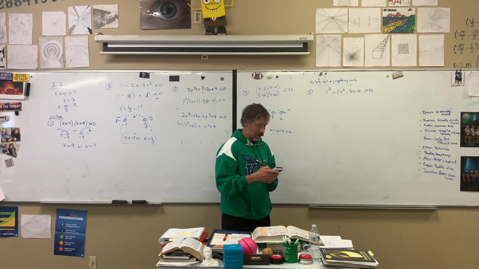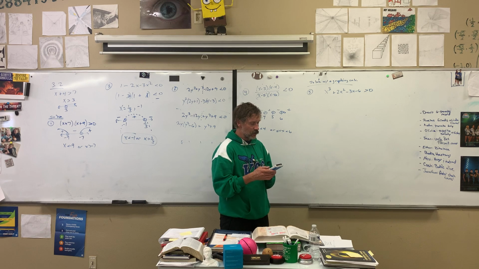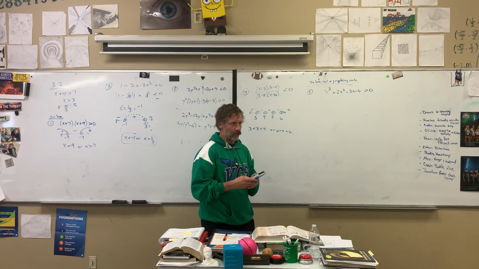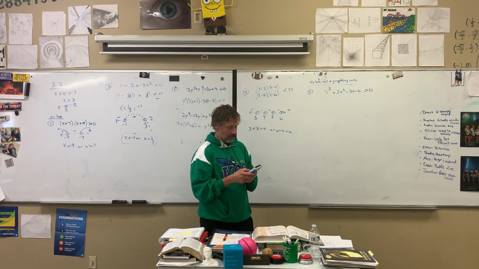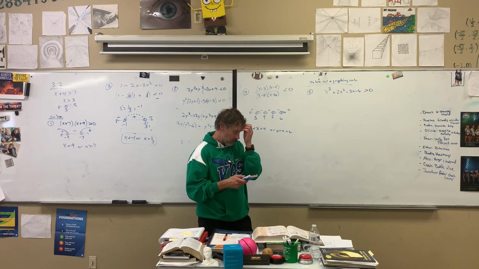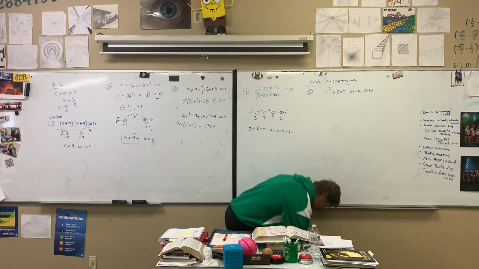So you pull out your graphing calculator. When you go to graph the x cubed portion, we're not actually worried about the greater than 0 part. We will just go x cubed plus 2x squared minus 3x minus 6, and then you're going to graph that.